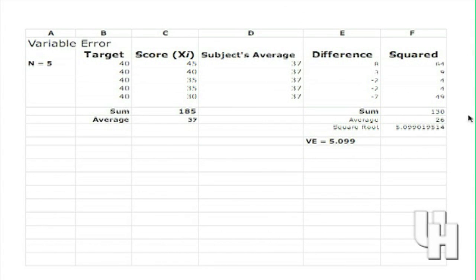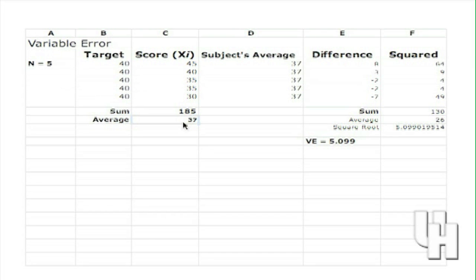Next, we're going to learn how to calculate variable error. With variable error, we're concerned about the variability of the subject's performance about their mean or their average performance. So the way we calculate this is we focus on column C, which is the subject's actual performance independent of what the target value was. So in this case, in column C, we see a 45, 40, 35, 35, and 30. We sum that value, which is 185, and we divide by n, which is 5 again. That leaves us the average score is 37.